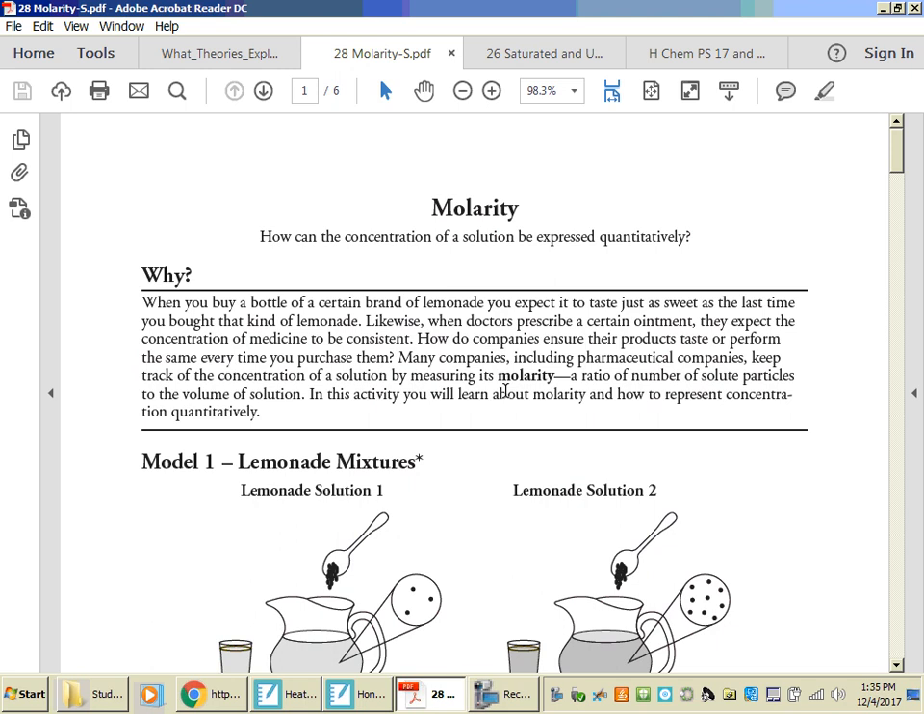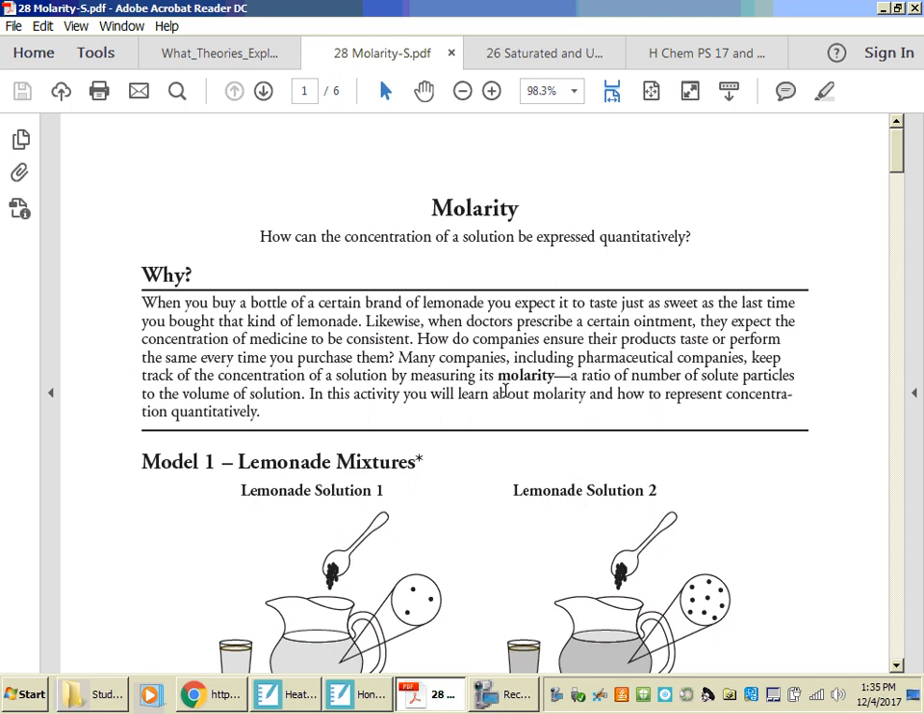Looks like this. Our next phase of concepts we're learning all relates to solutions. So we talk about what's in the solution, what's the concentration of the solution, what can you do with the solution, how is it different from other solutions, how does it affect the real world. So it's just all about solutions.